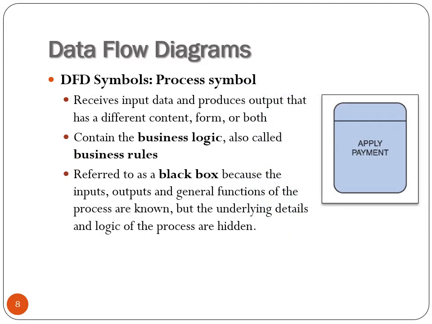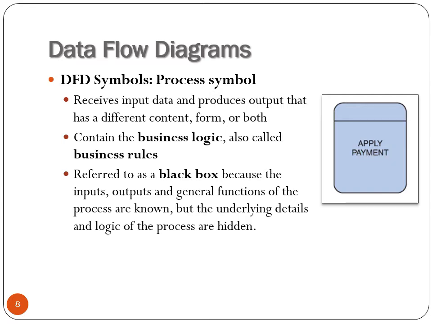Now we will study each basic symbol in the DFD. First is the process symbol. A process symbol receives input data and produces output that has a different content, form, or both. Processes contain the business logic, also called business rules, that transform the data and produce the required result. The symbol for a process is a rectangle with rounded corners. Look at this example. The name of the process appears inside the rectangle.